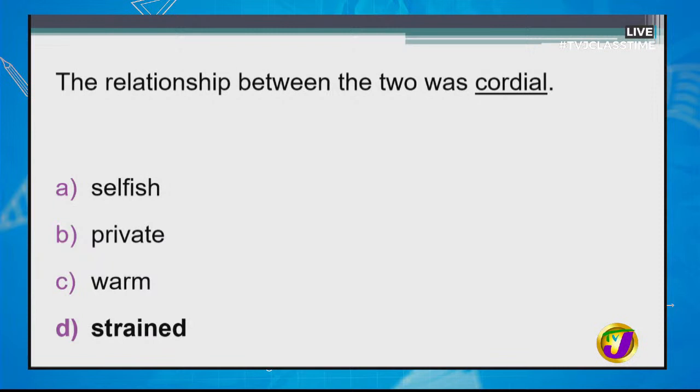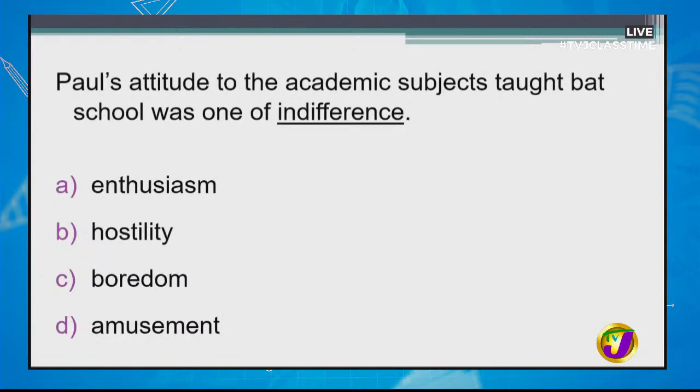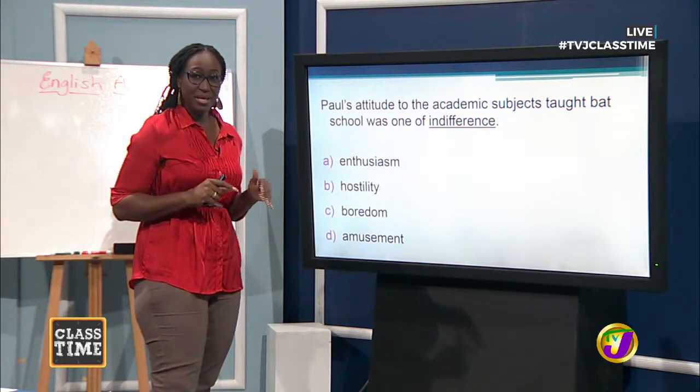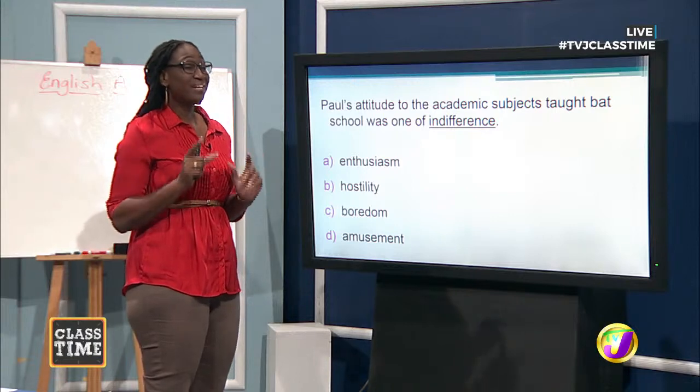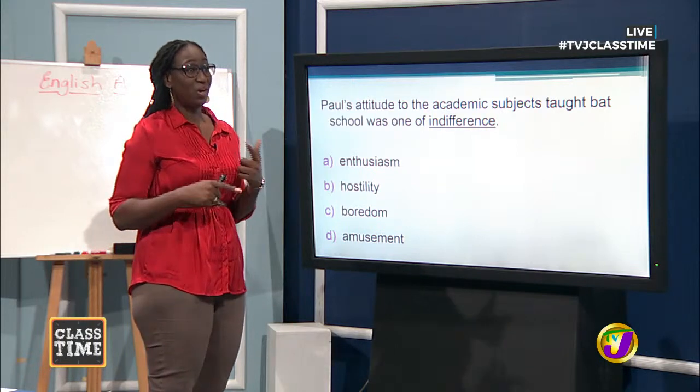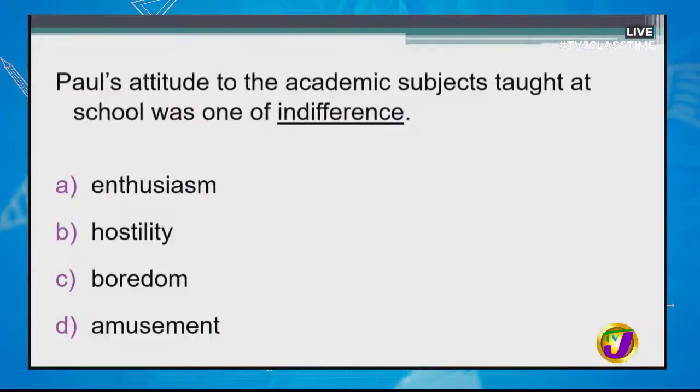All right, our next sentence. Paul's attitude to the academic subjects taught at school was one of indifference. Indifference. What does that word mean? And then once you get the meaning, what is the opposite of it? So Paul's attitude was one of indifference. Right there, unfortunately, we are not getting a lot of help from the context. So again, you have to understand what the word indifference means.